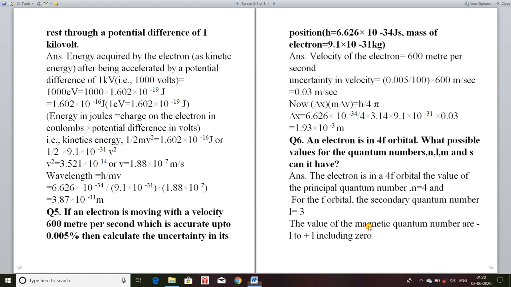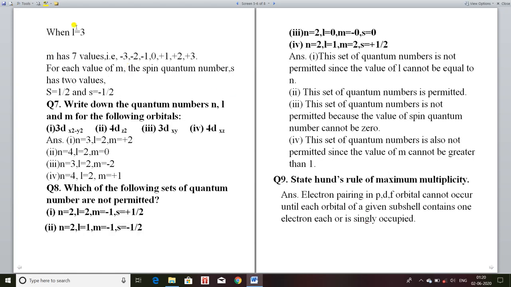So when l is equal to 3, m has 7 values: −3, −2, −1, 0, +1, +2, +3. For each value of m, the spin quantum number s has 2 values, that is +½ and −½. Next question is, write down the quantum numbers n, l and m for the following orbitals.